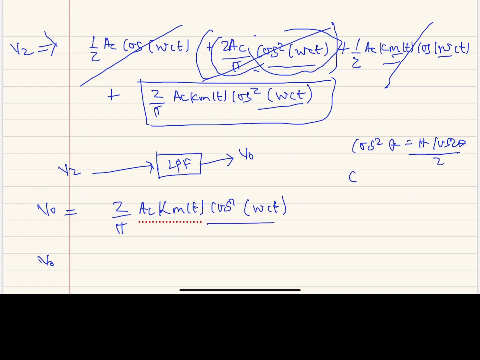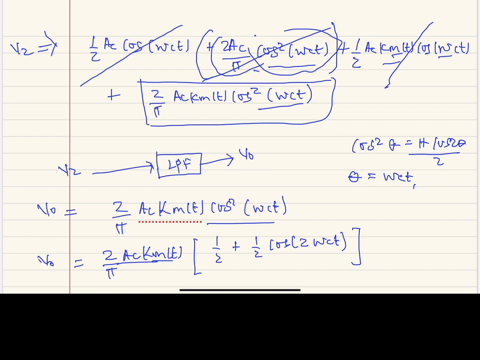So with this, our theta being omega_c t, we are going to have our V out equal to 2 over pi A_C k m(t) multiplied by 1 over 2 plus 1 over 2 cos 2 omega_c t. You can see also that the angular frequency of the carrier signal in the other part of the equation has been doubled, and therefore the frequency has even increased. So this part, when we pass it through a low pass filter again, will go to 0. Therefore, we are left with this 1 over 2 multiplied by this.